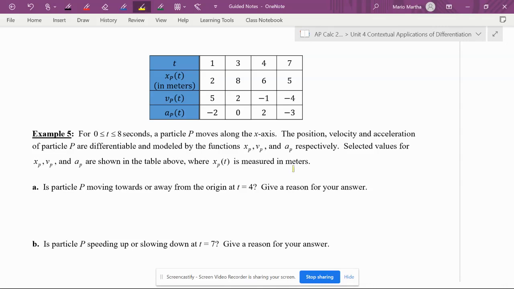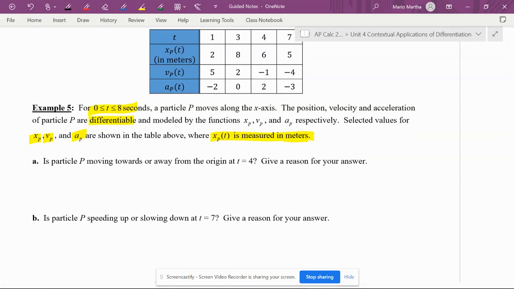All right. So make sure you are highlighting important information. Again, x is the position function. Then we have our velocity and acceleration. All these numbers are between 0 and 8. It says that the function is differentiable, right? So if a function is differentiable, that means it is continuous, right? That's one of the things we do have to take into consideration later on.